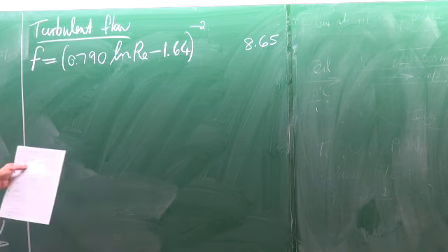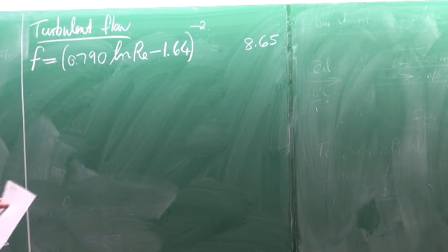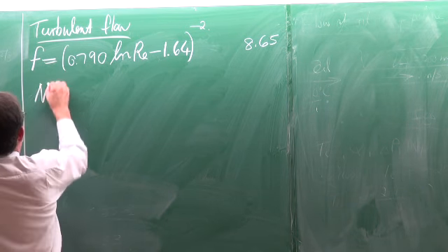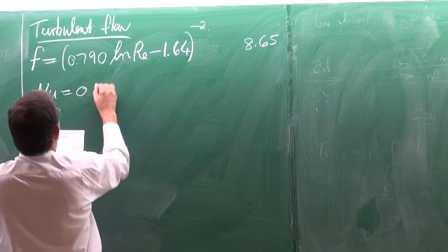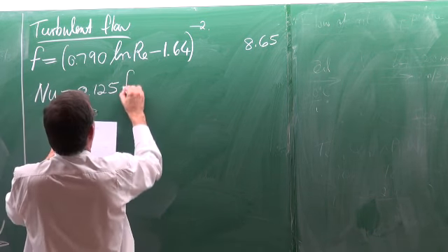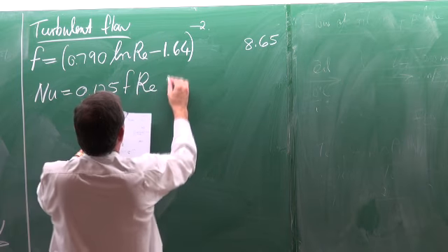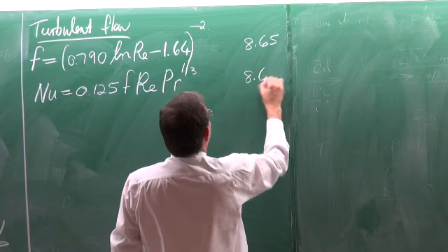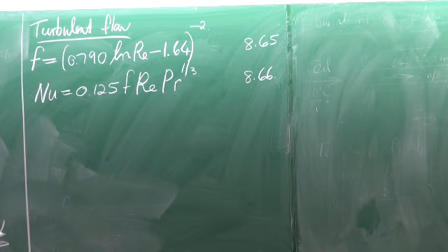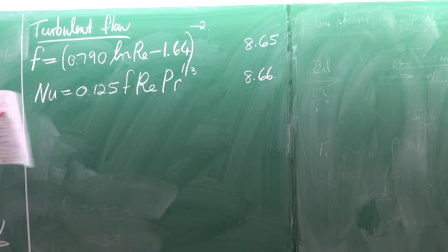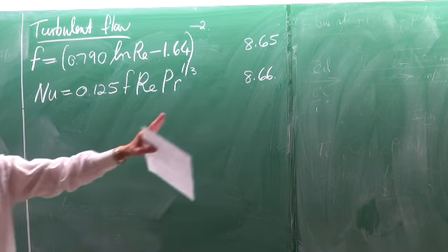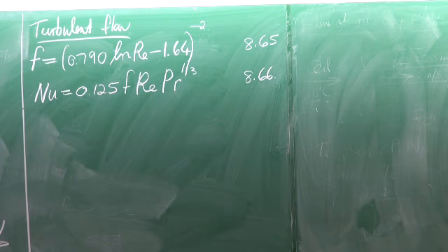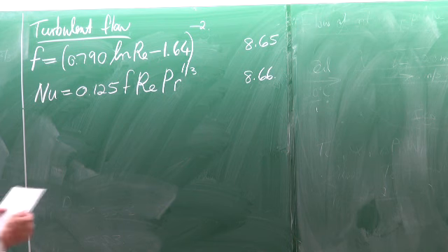Okay, so the first equation is known as the Chilton-Colburn equation. Okay, and that is the Nusselt number is equal to 0.125 multiplied by the friction factor multiplied by the Reynolds number, multiplied by the Prandtl number to the one third. Equation 8.66 in your textbook. Okay, the Chilton-Colburn equation. But in all of them, you will see the Nusselt number is a function of Reynolds number and Prandtl number, maybe friction factor and viscosity ratios. So they're all empirical equations.